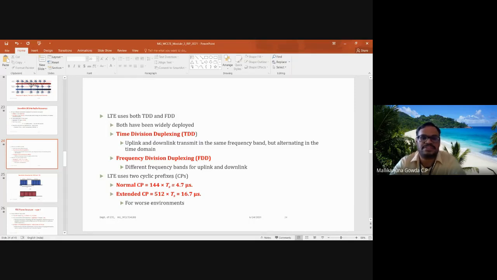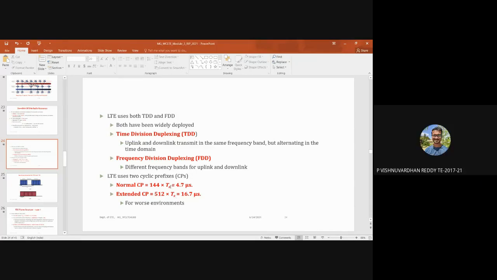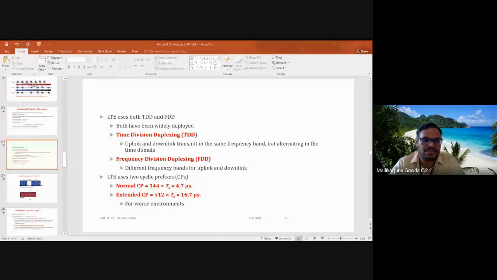Then the next thing you need to understand is, as I said, it uses two types of cyclic prefixes. One is the normal CP, that is normal cyclic prefix, and the duration of that will be 144 into TS, which will be equal to 4.7 microseconds. And the second one is extended CP. In that case, it is 512 into TS. I said the value of TS in the previous slide.